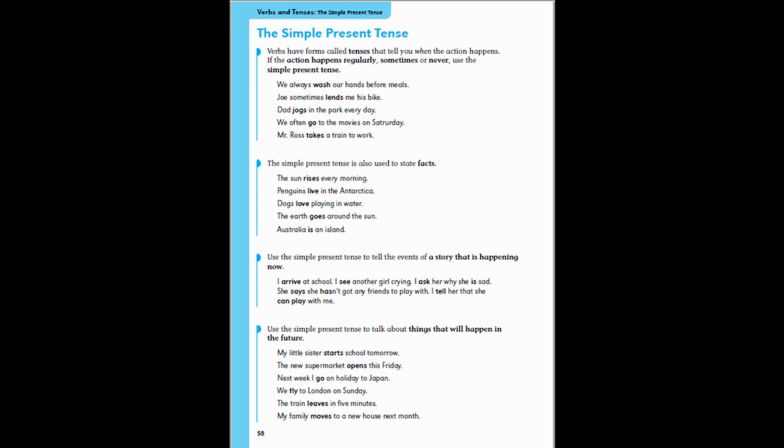All right. So now the next one might look a little bit confusing to you at first, and it might seem a bit contradictory, but bear with me. All right. So use the simple present tense to talk about things that will happen in the future. Now, how do you use the simple present tense to talk about things in the future? Isn't it contradictory to the word itself? Simple present. Present means things that are happening now. So how can you use it? It's very simple.